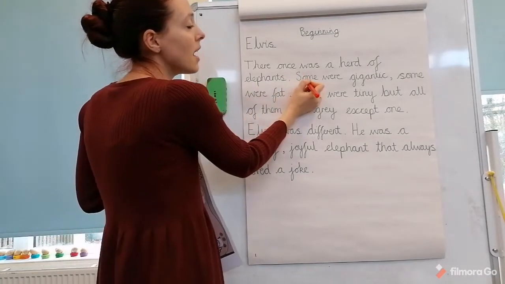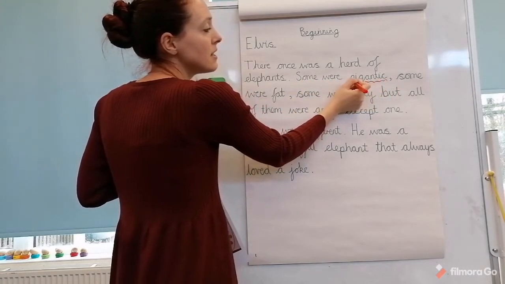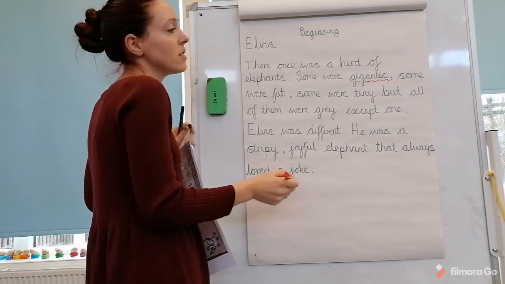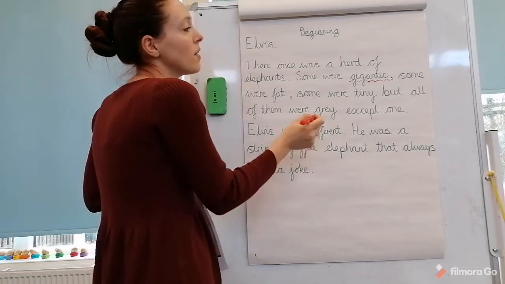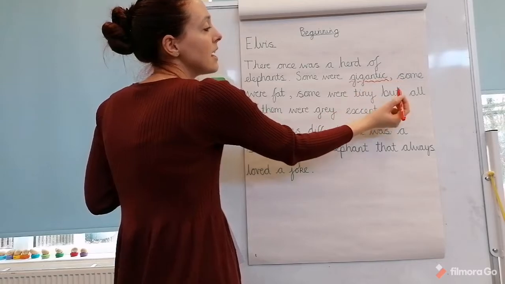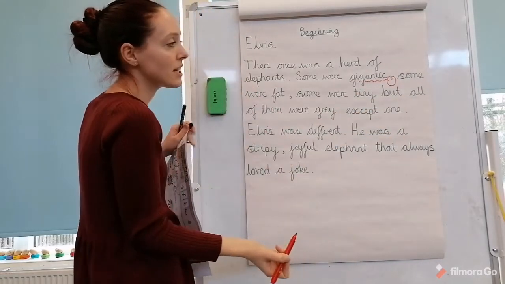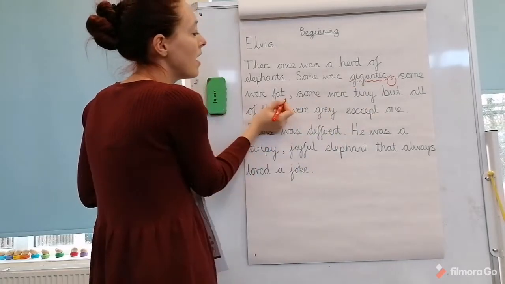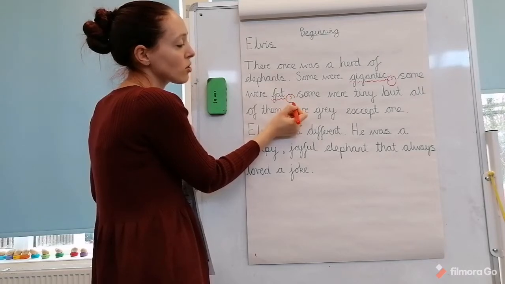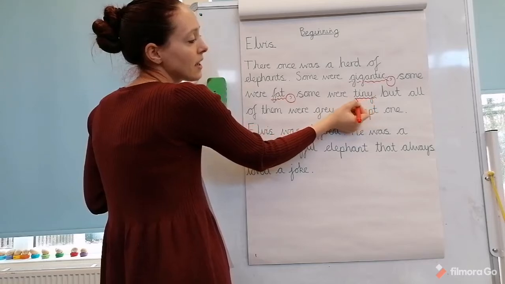It starts, some were gigantic. So this is a very descriptive sentence. It helps to paint a picture in the mind of the person who is listening to the story. So I've used some different adjectives here. Some were gigantic, and then I have included a comma because I've got a bit of a list of adjectives coming here. Some were fat, and I need my next comma, and some were tiny.